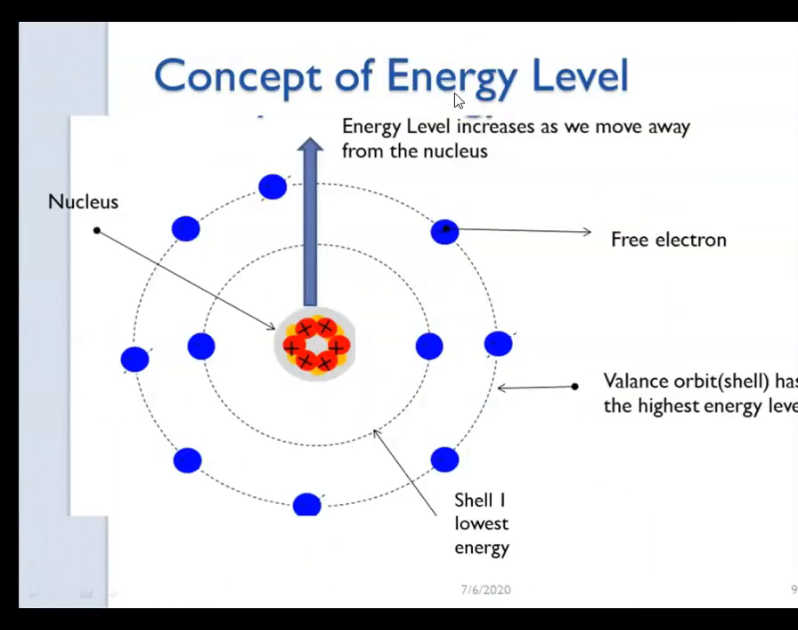Now let us discuss what is the concept of energy level. Each electron orbit has an energy level associated with it. The electrons in the inner orbit are more closely bound to the nucleus and possess less energy. But as we move towards the valence shell, the binding force between the nucleus and electron reduces and the electron possesses a higher energy. So the energy of shell 1 is the lowest and that of the valence shell is the highest. The concept of energy level is shown here.